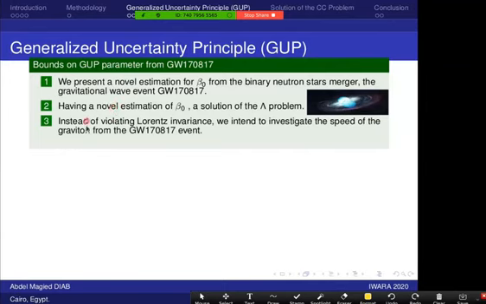Instead of violating Lorentz invariance, we would investigate the speed of graviton and compare it with the last observation of gravitational waves, the GW170817 event. GW170817 was the gravitational wave signal observed by the LIGO and Virgo detectors, where the signal was produced from the merging of binary neutron stars.